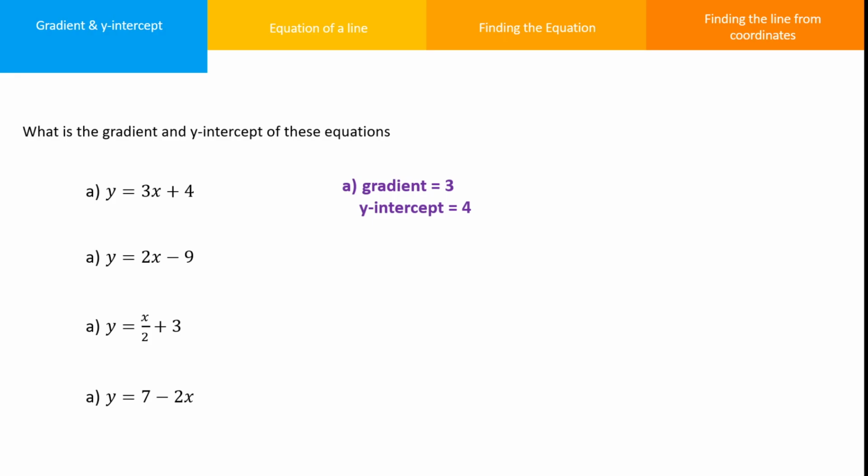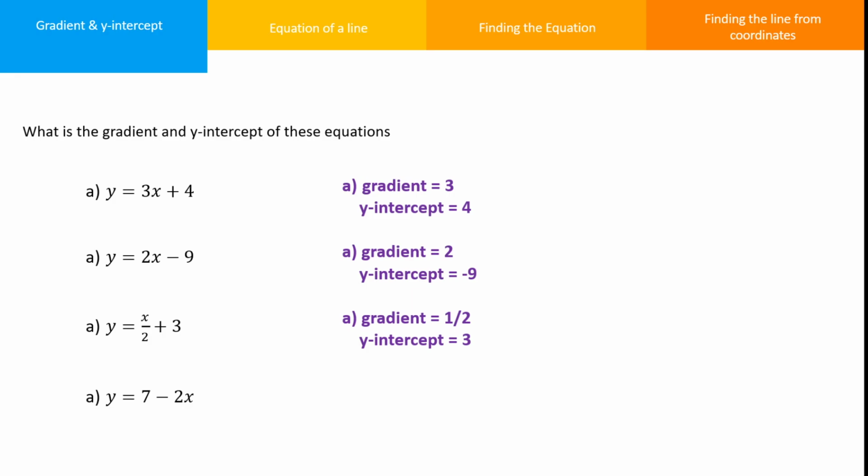I don't always like to subscribe to A, B, C, D. So I've decided that today we're going to have question A, question A, question A, and question A. So the answer to question A is the gradient is 2, the y-intercept is -9. And the answer to the next question A is the gradient is 1/2.